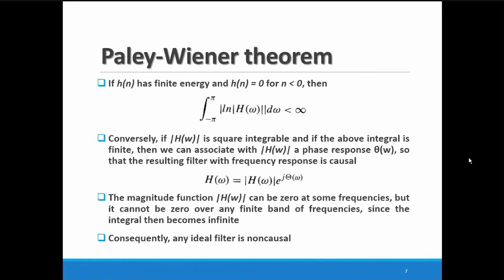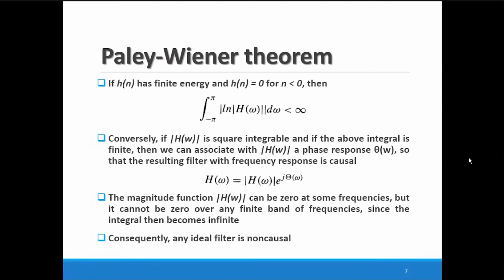So now whatever H(omega) we are writing, it is nothing but two terms: mod of H(omega) into e raised to j theta(omega). So we are introducing the new term, that is phase response. We are associating that phase response to make that filter causal. So this is the statement you have to remember about the Paley-Wiener theorem.